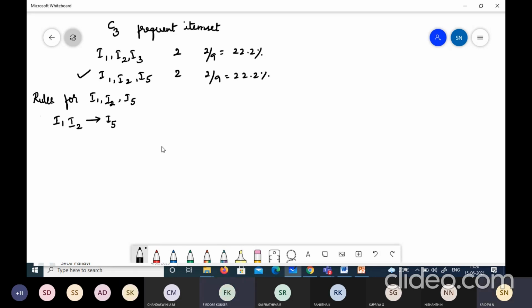Yes, ma'am. Okay. So if a person buys I1, I2, he tends to buy I5 as well. If he buys I1, I5, then he tends to buy I2. If a person buys I2, I5, he tends to buy I1. This is the F of K minus 1 comma F of K minus 1 method. We'll discuss that. First I thought I'll show you this problem, then we'll discuss.